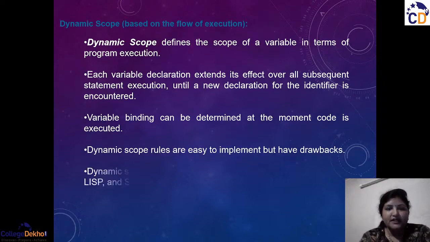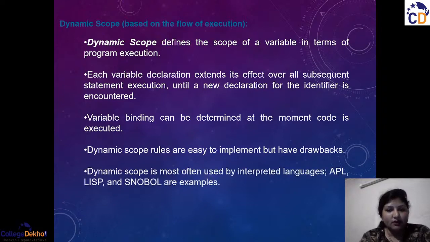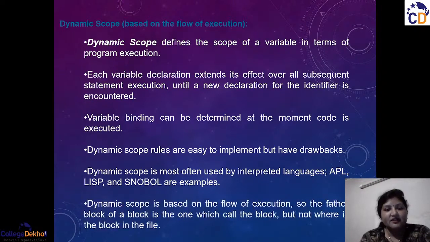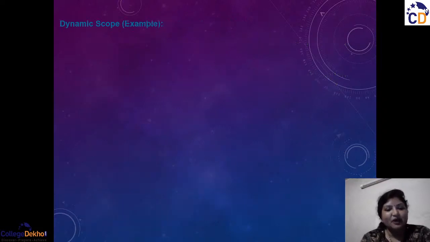Dynamic scope rules are easy to implement but have drawbacks. Dynamic scope is most often interpreted in languages like APL, Snowball, or Lisp. So there are a number of programming languages which support dynamic scope. Dynamic scope is based on the flow of execution. So the parent block of a block is the one which calls that block. Like we have our main function, not where the block is in the file, right? Now let us see one example.